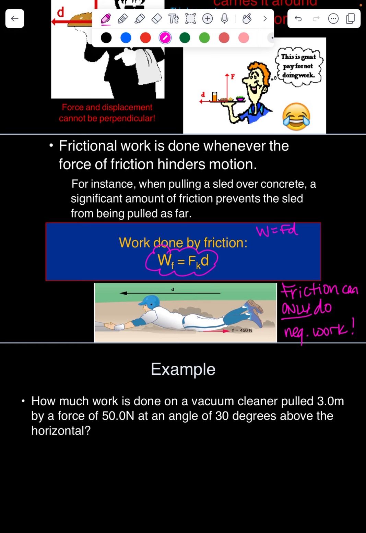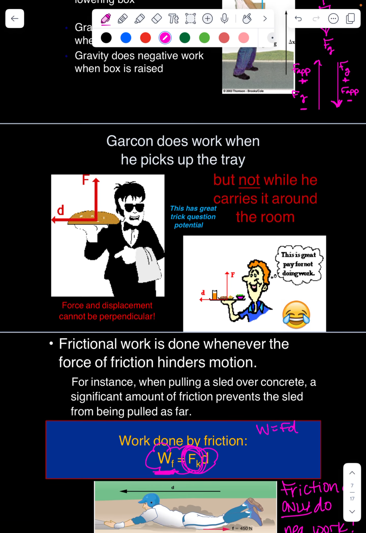So if we want to find specifically the work done by friction alone, then we're just going to look at the force of friction times the displacement. We're not looking at the net force or anything like that. We're just looking at the force done by friction. All right, so go back up here.